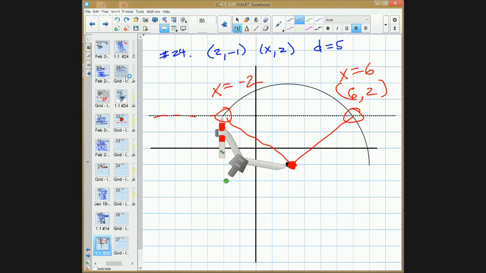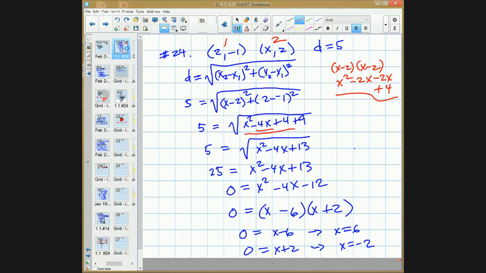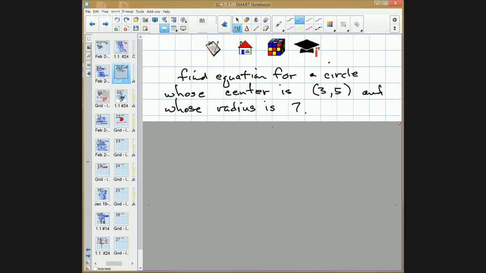So, nice check. X is -2, x is 6, and that's exactly what we got right down there. So that's number 24. We've looked at a couple examples. Yeah, this is some more.